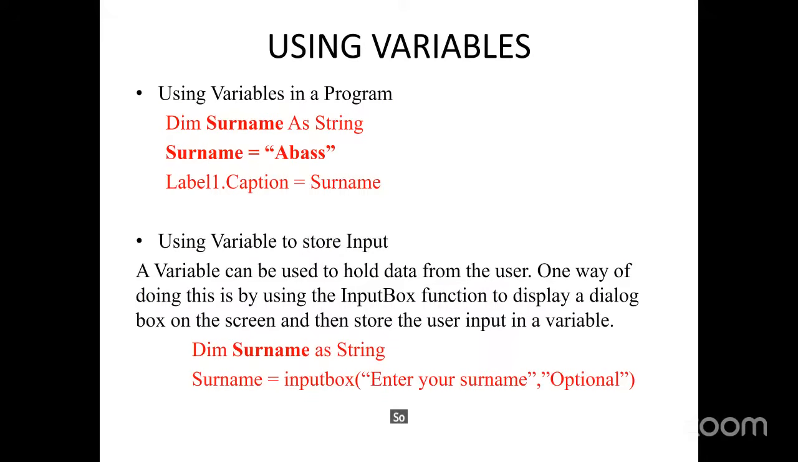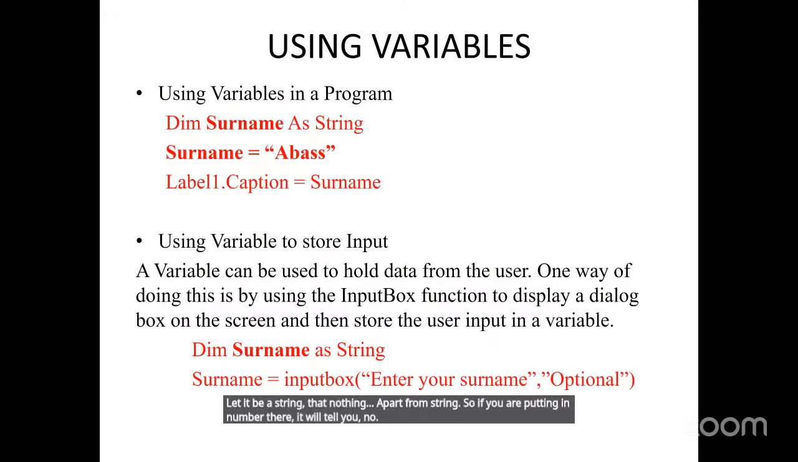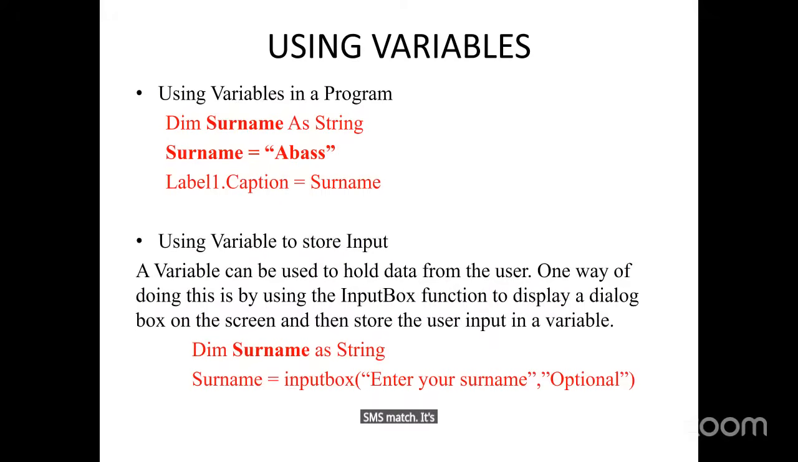So what we are saying here is that you have Dim: create a variable storage location called surname, and let it be that that's the location you have created. Let it be a string, nothing apart from string. So if you are putting in a number there, it will tell you, no, there's a mismatch. It's not a number that should be there. So these are typical ways you declare.